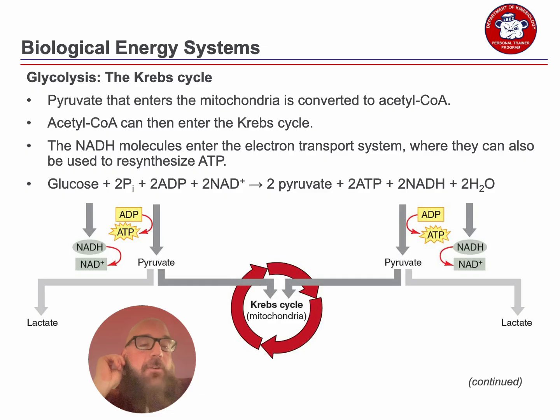Acetyl coenzyme A can enter the Krebs cycle, and then NADH, nicotinamide adenine dinucleotide, I can't remember that one, molecules enter the electron transport system, excuse me, I always mispronounce this, where they can also be used to resynthesize ATP. So this is a whole other system, and you can see the chain there.